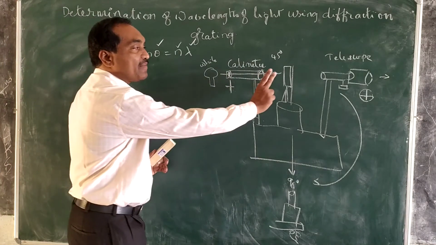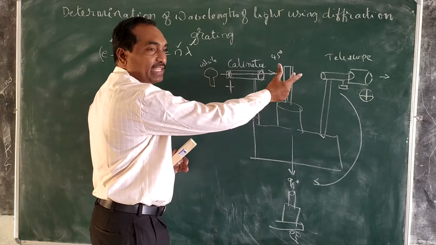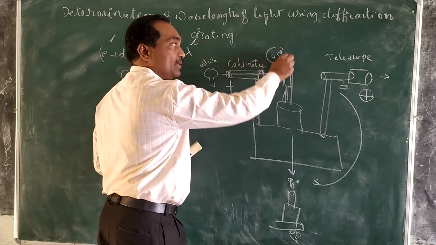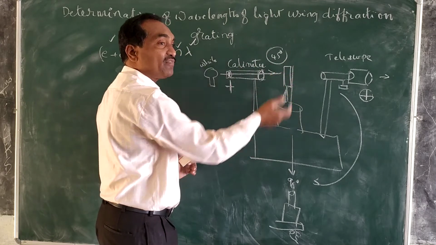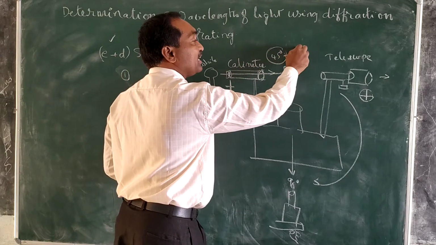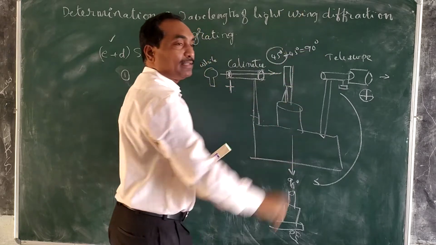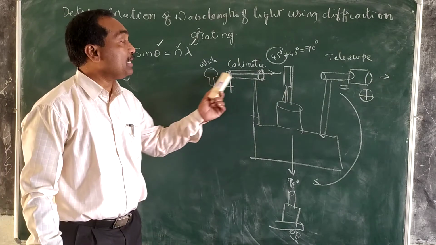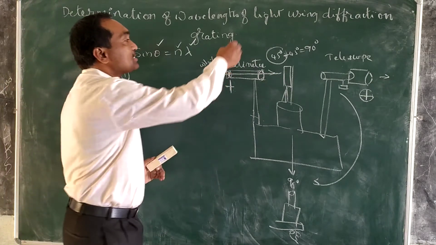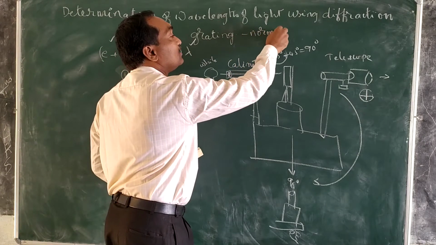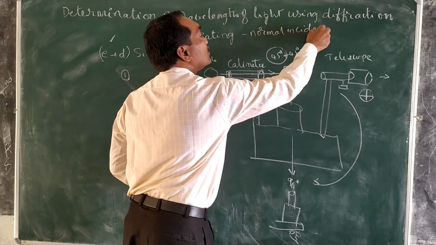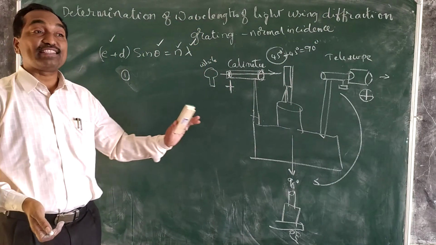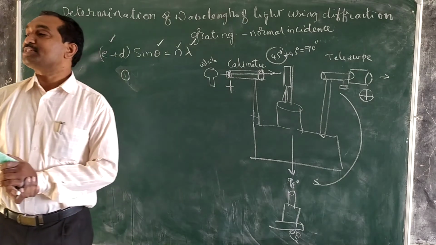Now we will rotate the prism table one more 45 degrees. Already it is at 45 degrees, so 45 plus 45 degrees is equal to 90 degrees. In this case, the diffraction grating is normal to the incident light, so this is called normal incidence. So these are the adjustments made in the spectrometer.